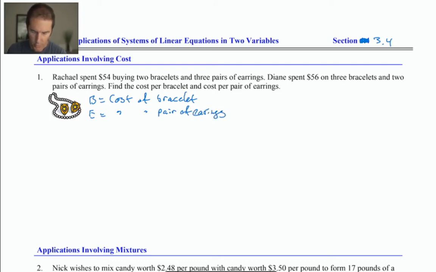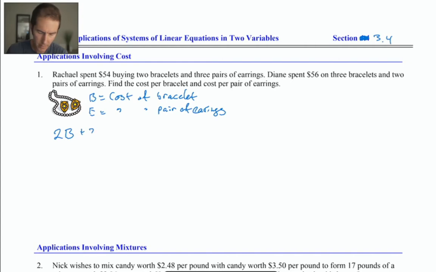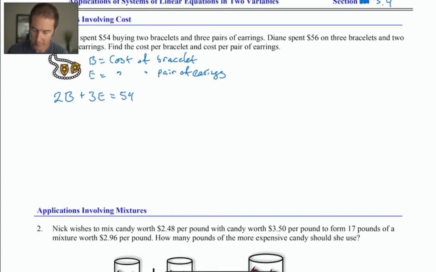And then Rachel bought 2 bracelets, so the cost of 2 bracelets is 2 times the cost of 1 bracelet. And she also bought 3 pairs of earrings, so we're going to add 3 times the cost of a pair of earrings for a total spent of $54. And then Diane must have been shopping at the same shop because the bracelets and pairs of earrings are going to have the same cost. She bought 3 bracelets and 2 pairs of earrings at a total cost of $56. And if you label this as equation 1 and this as equation 2, you are all set and ready to go.